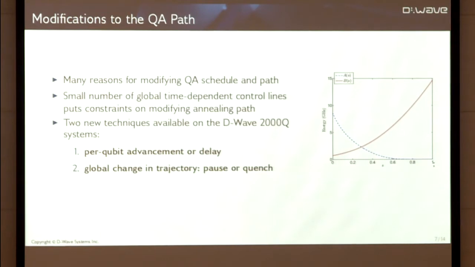In particular, we're focusing on two techniques for the D-Wave 2000Q system: a per-qubit static advancement or delay, so on a per-qubit programmatic basis, you can decide to advance or delay qubits; and then a global change in the trajectory. So instead of just this quadratic growth in B(s) over time, we can insert changes in this, and we can decide to pause or to ramp, or to just generalize, taking s from 0 to s equals 1.